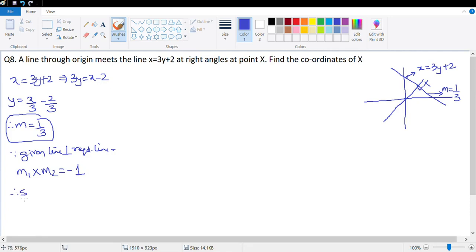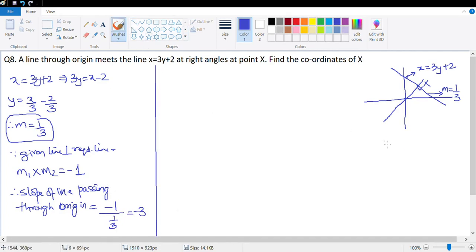So therefore slope of line passing through origin, which is m2, will be equal to negative 1 upon m1, which means negative 1 upon 1 by 3, which is equal to negative 3. Perfect. So the slope of this line that we are talking about is negative 3. Now we need to find the coordinates of this point. For that we'll have to find the equation of this line.